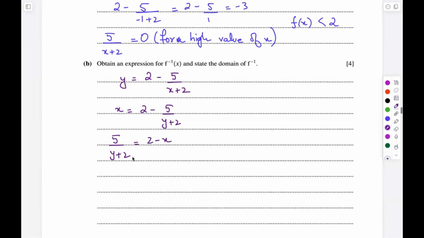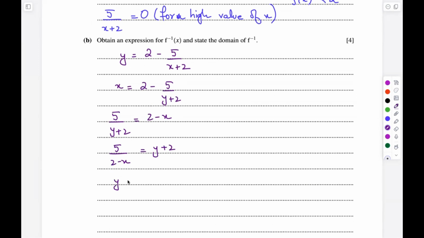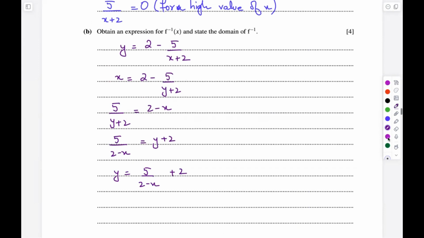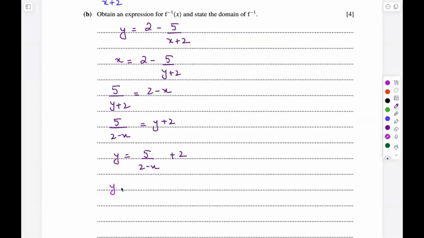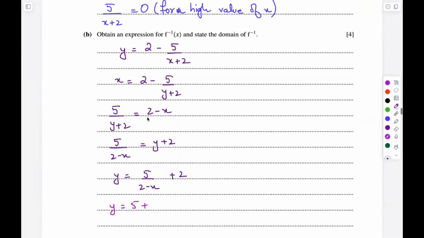We can cross multiply, or we can bring the 2 minus x on the left hand side and write it as 5 upon 2 minus x equals y plus 2. Taking 2 on the left hand side, this will become y equals 5 upon 2 minus x minus 2. We can simplify this by taking the LCM.